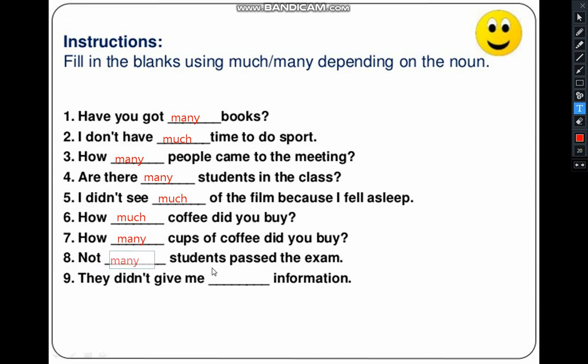They didn't give me dash information. We learned just a few minutes back that if we need to make this word information countable, we will say it like a piece of information. So here the word information is uncountable noun. It will be much. Alright, so here this exercise is done.